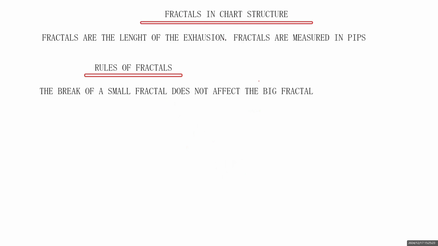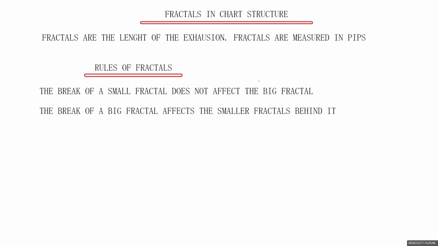So let's go on to rule number 2. This states that the break of a big fractal affects the smaller fractals behind it. So what does this mean? This means that if we see price make structures like this: small fractal, small fractal, small fractal, then establish a big fractal, and price breaks the big fractal.